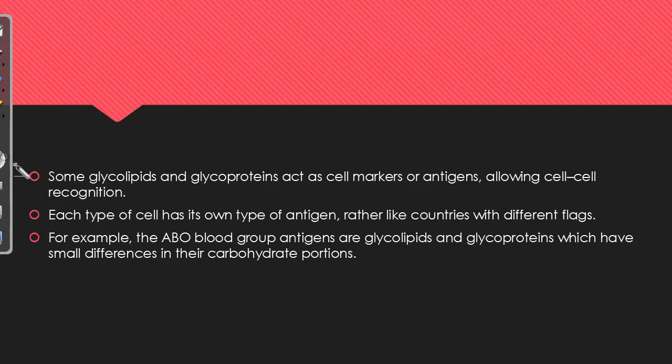Some glycoproteins and glycolipids also act as cell markers, or antigens, which allow cells to recognize each other. How will cells recognize each other? They have the cell markers. These cell markers are glycoproteins and glycolipids themselves. That is, each type of cell has its own identity. They have their own antigen, which is like the different flags of the countries. Cell markers are nothing but glycoproteins and glycolipids. For example, the ABO blood grouping. Antigens are glycolipids and proteins which have some differences in their carbohydrate portions.